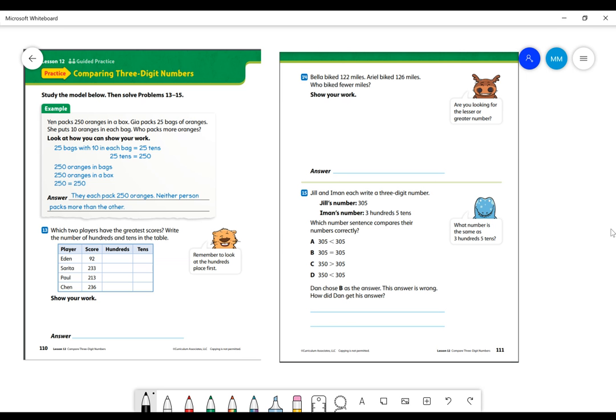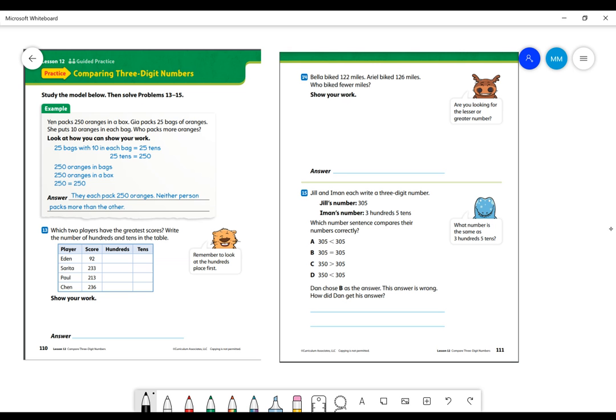So the first problem that we see is an example problem. It says Yen packs 250 oranges in a box. Gia packs 25 bags of oranges. She puts 10 oranges in each bag. Who packs more oranges? It's a word problem, so what are we going to do? We're going to read it again.